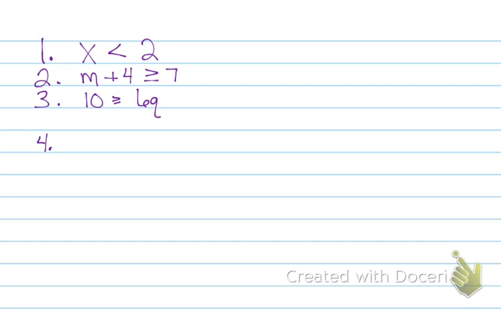Number 4, everybody say number 4 with me. Most of you got it right. 4P is greater than 22. Number 5, say it with me. 1/3 T is less than or equal to 5. All right, number 6, guys.